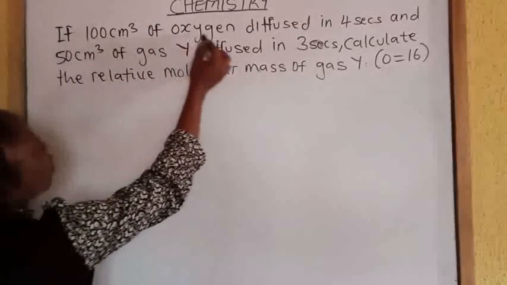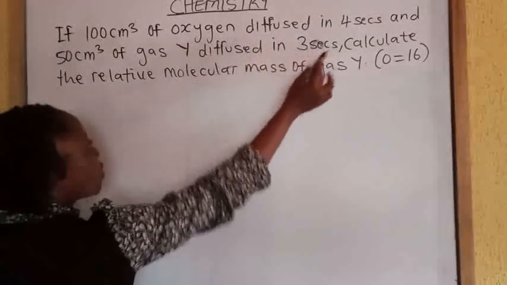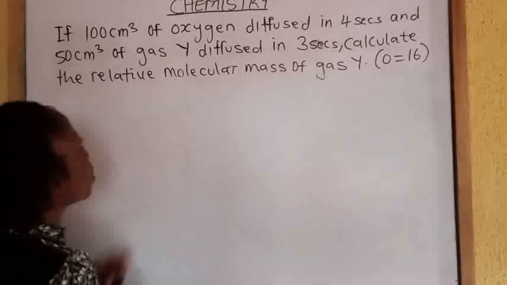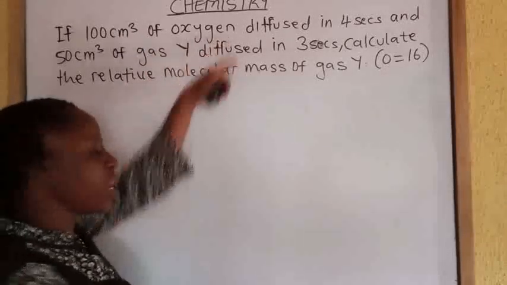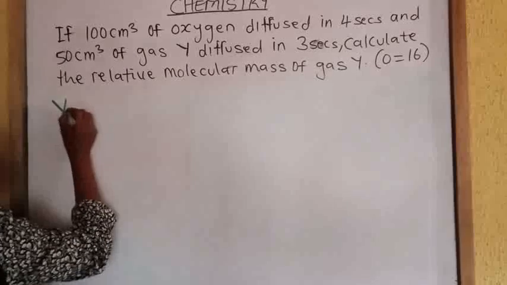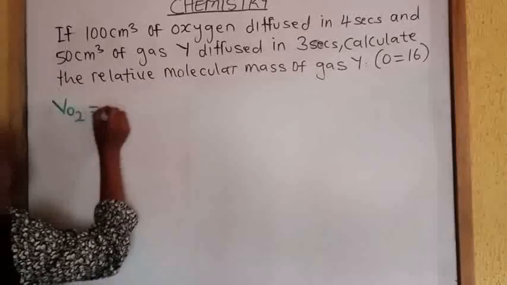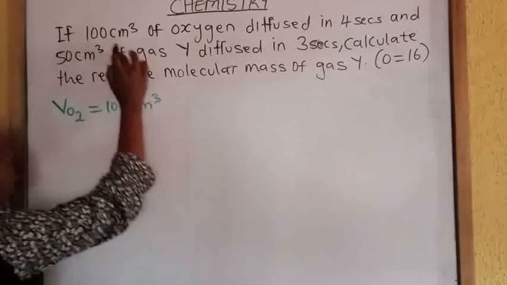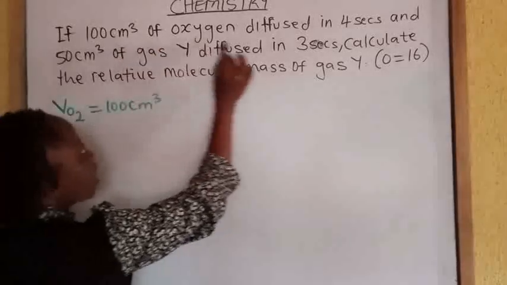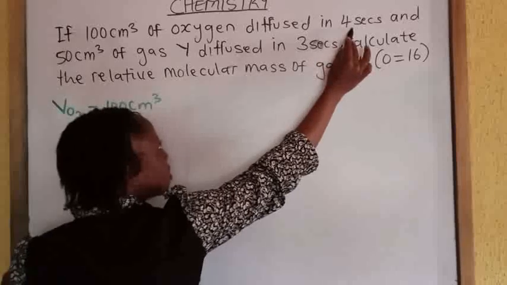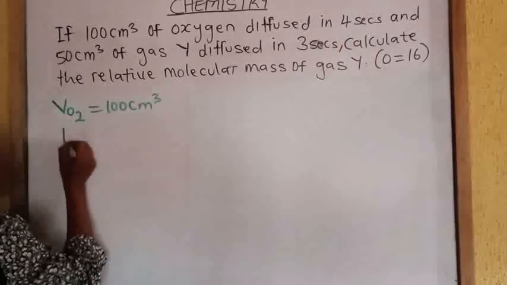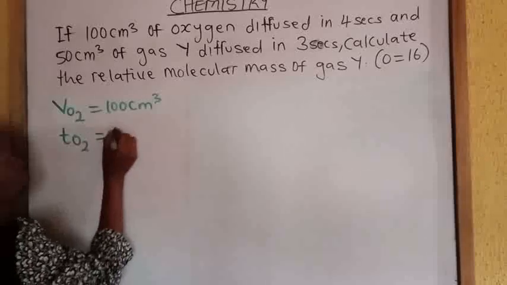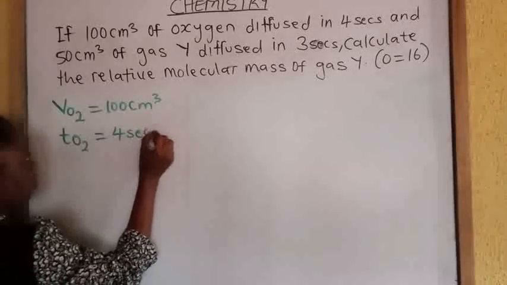100 cm³ of oxygen diffused in 4 seconds. The cm³ is the volume, so that will be the volume of oxygen gas. So the volume of oxygen gas equals 100 cm³, and the time taken for this 100 cm³ to diffuse equals 4 seconds. So the time taken for oxygen gas to diffuse equals 4 seconds.